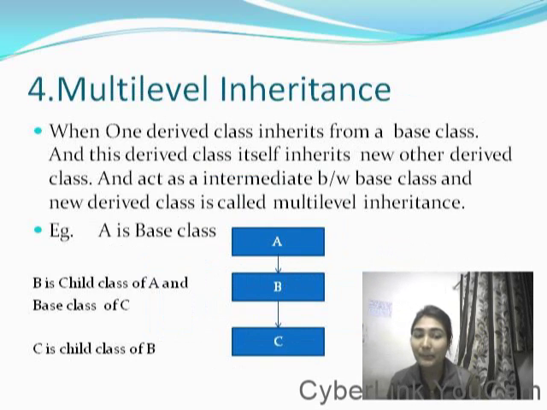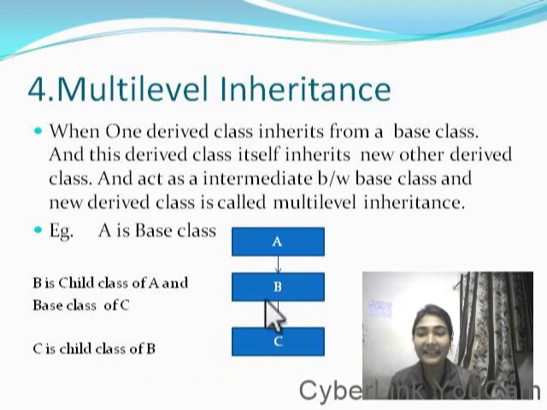Next, multi-level inheritance. When one derived class inherits from a base class, and this derived class itself is inherited by a new derived class and acts as an intermediate between the base class and the new derived class, it is called multi-level inheritance. As you see in the example, A, B, C. Here A is a base class of B, and B is a child class of A and base class of C, and C is a child class of B.